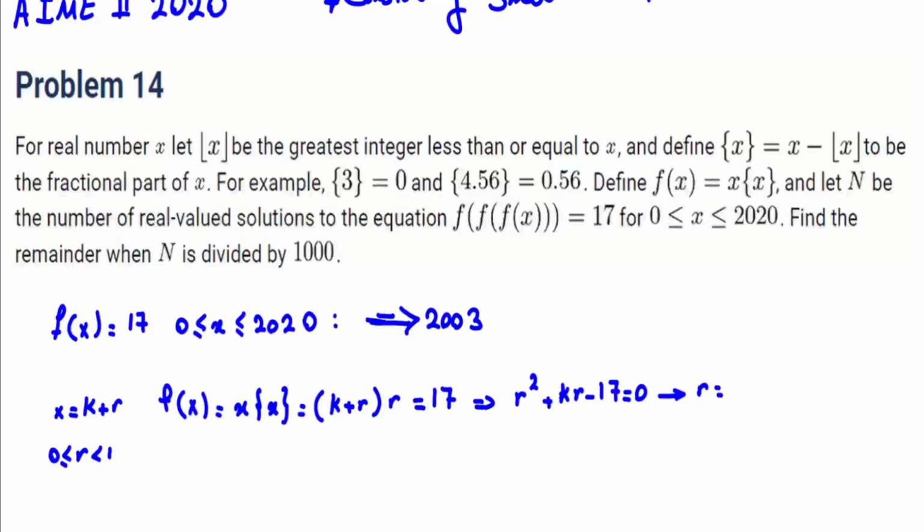Wait, how do you isolate the r here? Do you agree it's a quadratic equation in terms of r? Oh, so just the quadratic formula. Yes.